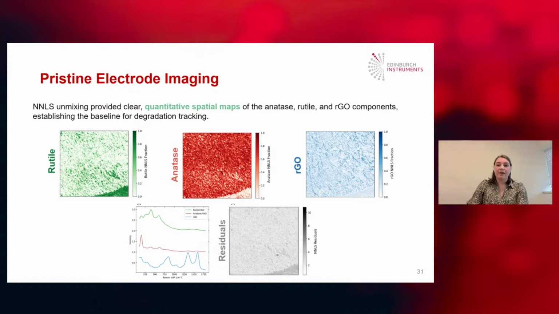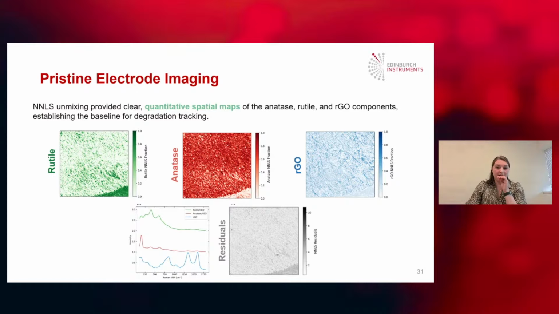In this case, the conventional Raman maps that were collected did show broad spatial distributions, but they suffered from overlap between the titanium dioxide and reduced graphene oxide components, which is why this analysis was performed with non-negatively squared. This deconvolutes the overlapping signal for clearer component visualization across the electrode.